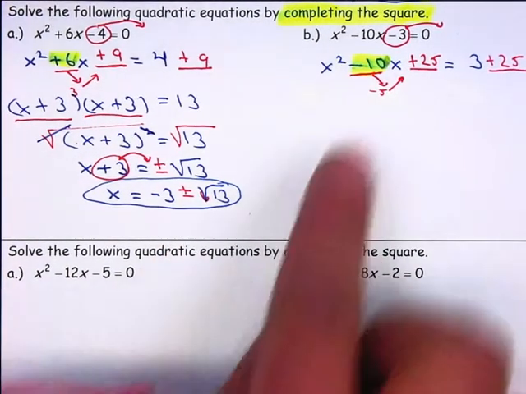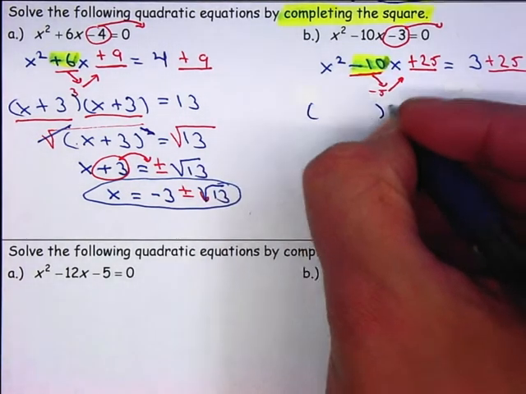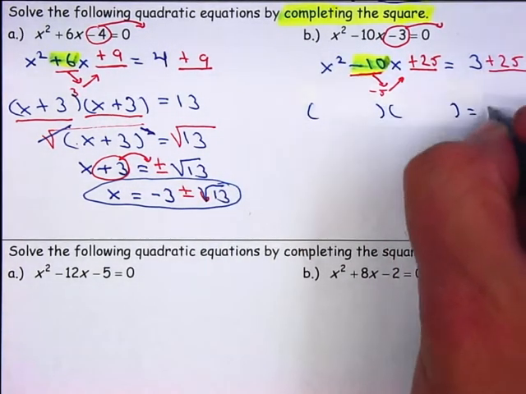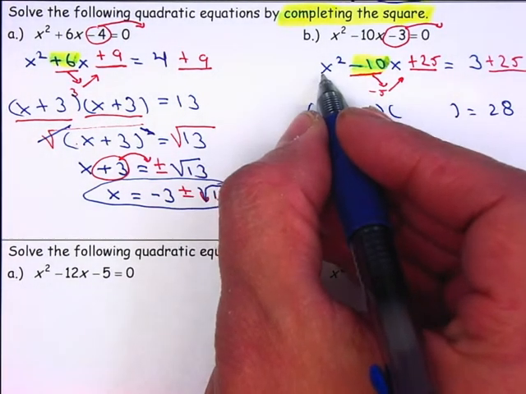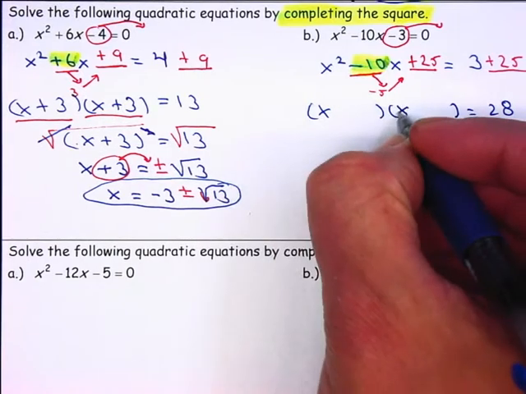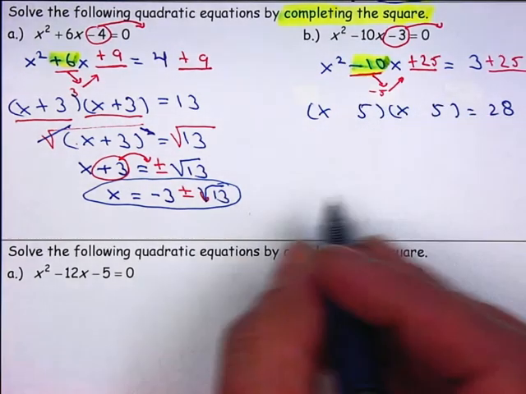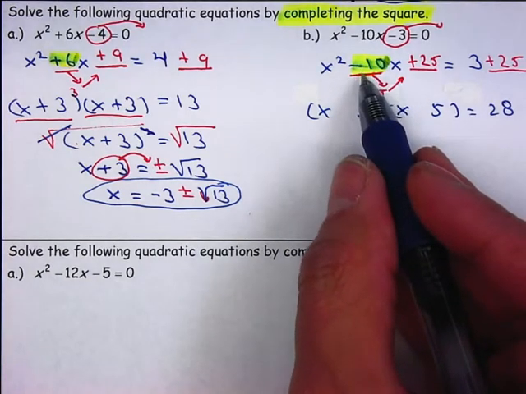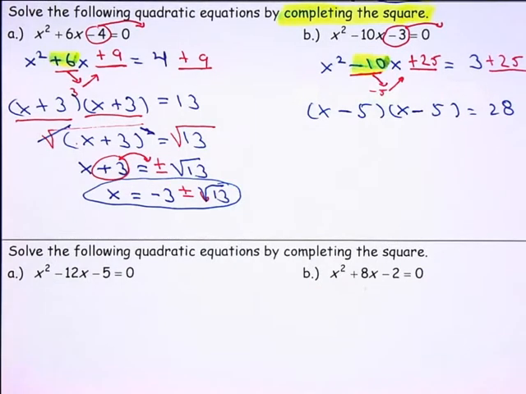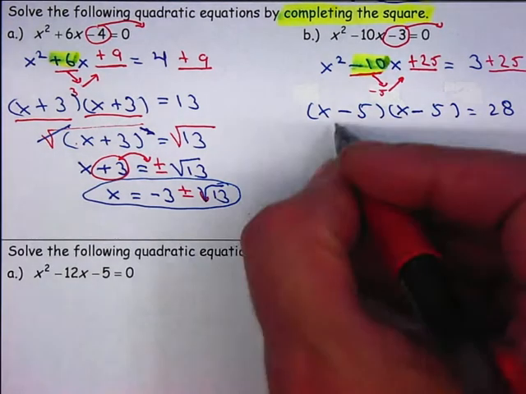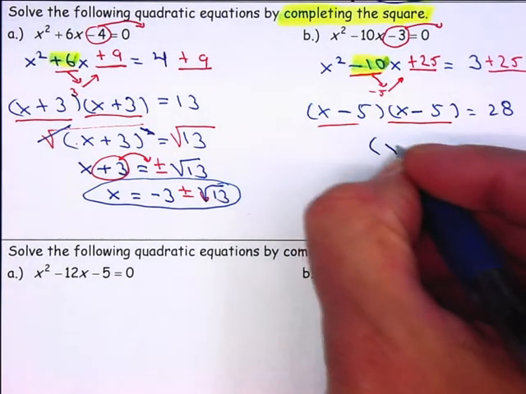Now, I'm going to factor this out. Double parenthesis, and that's going to be equal to 28. Factors of x squared will be x and x. Factors of 25 will be 5 and 5. Now, they need to add up to a negative 10, so they both should be negative. Notice that they both are exactly the same. Therefore, I can rewrite them as one.